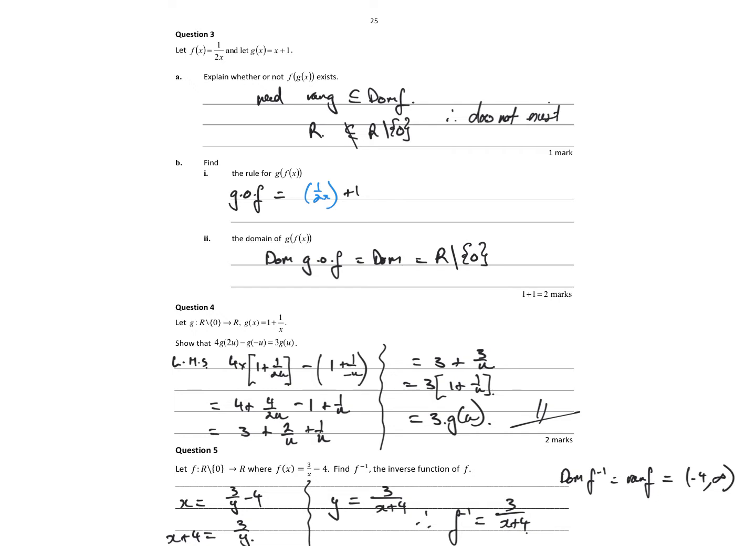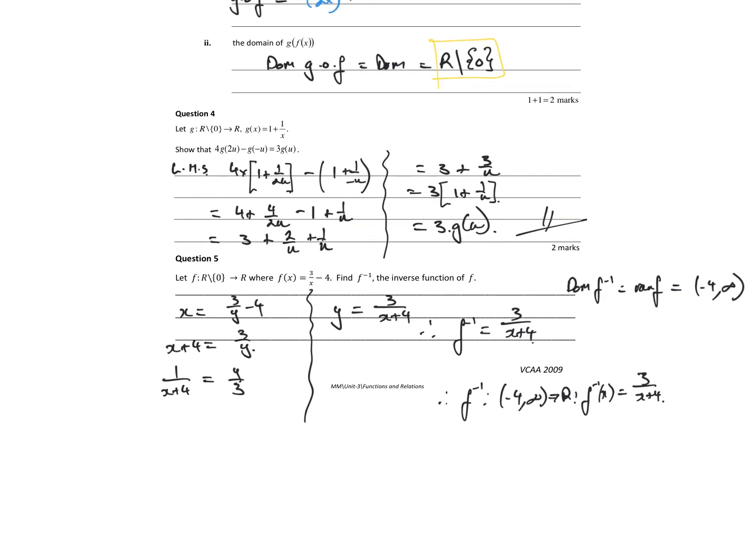So again, we need the range of g to be inside the domain of f, and R is not a subset of R excluding infinity, so it doesn't exist. Nice, simple one. Make sure you put the actual values. The rule for g of f of x, pretty straightforward, 1 over 2x plus 1. The domain of g of f of x is going to be determined by the domain of f, and the domain of f is R except for 0.